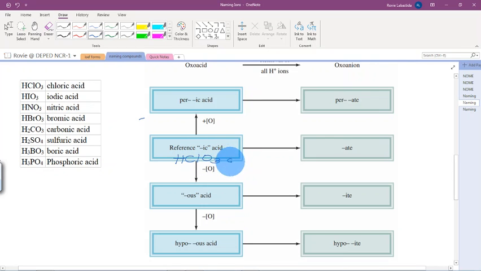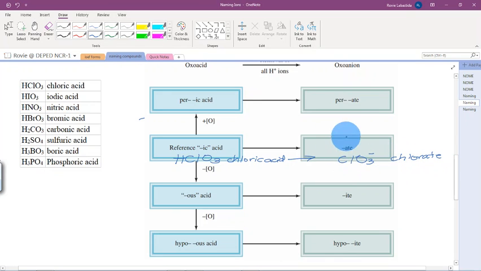Let's take HClO3, which is the chloric acid. Now if we remove the hydrogen atom from the formula, it will become ClO3. And the charge, since this is an ion, is 1 negative. Again, the number of hydrogen atoms that we remove is the same as the numerical value in the charge. So this is 1 negative, and this is named as chlorate.